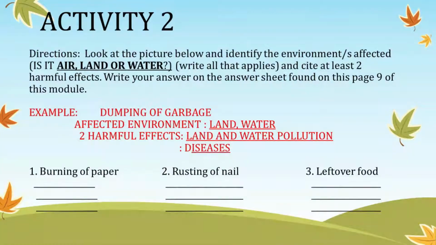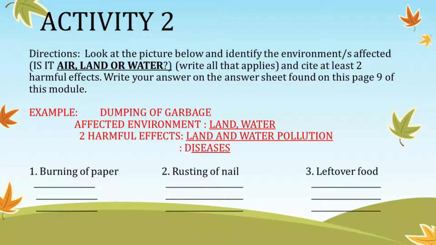For activity number 2, look at the picture below and identify the environment affected. Is it air, land, or water? Write all that applies and cite at least 2 harmful effects.